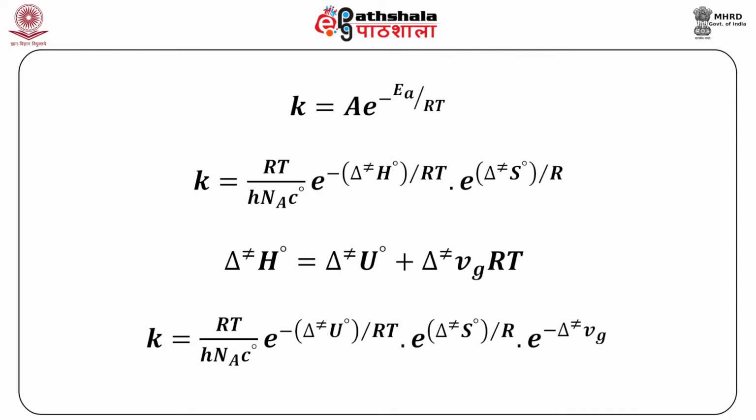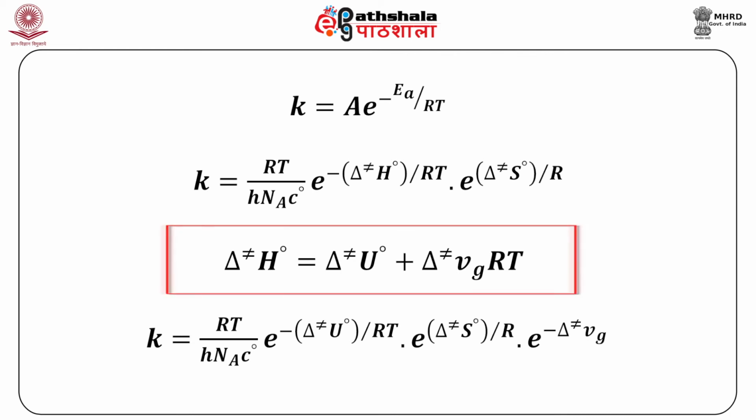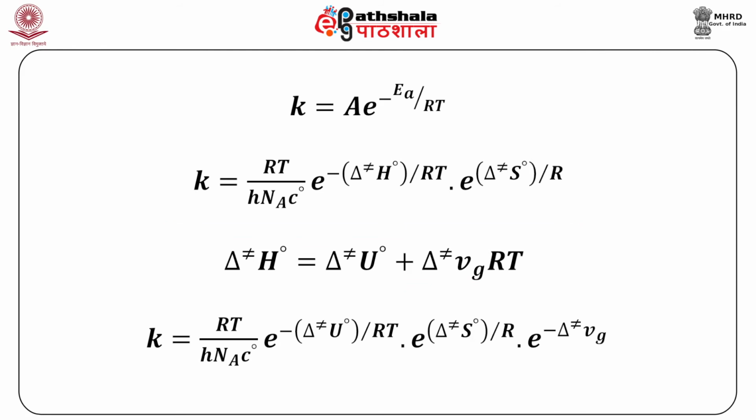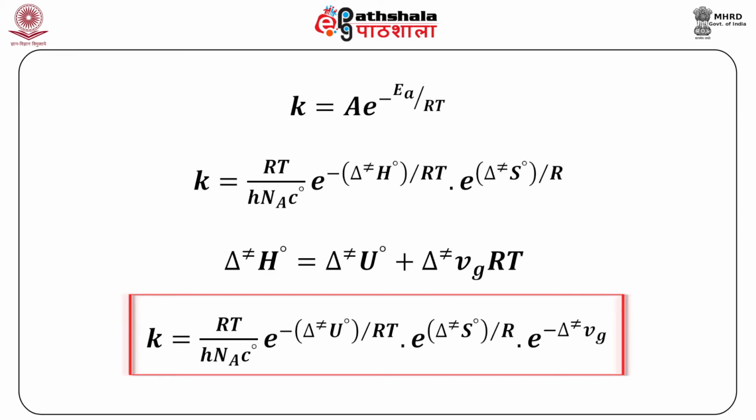Now, for gaseous systems we know that delta H can be expressed thermodynamically as delta H naught equals delta U naught plus change in number of moles into R into T. Substituting this delta H value in the rate constant expression gives us k equals RT upon h into Na into C naught into e to the power minus delta U naught upon RT into e to the power delta S naught upon R into e to the power minus change in number of moles.